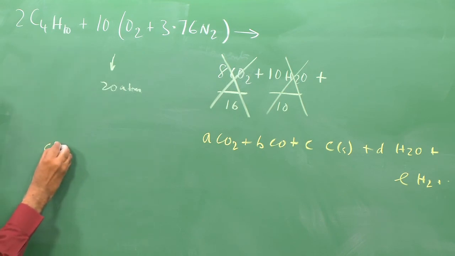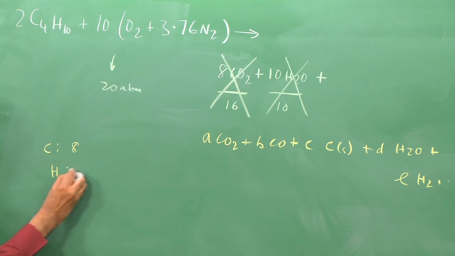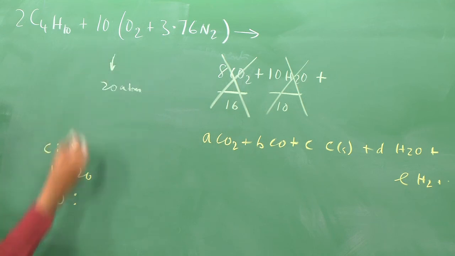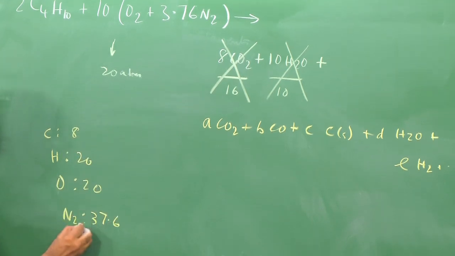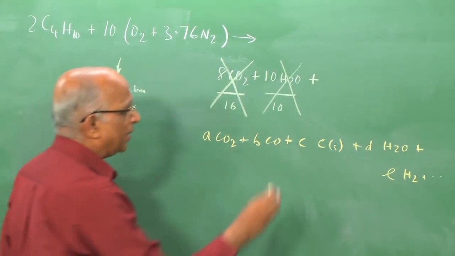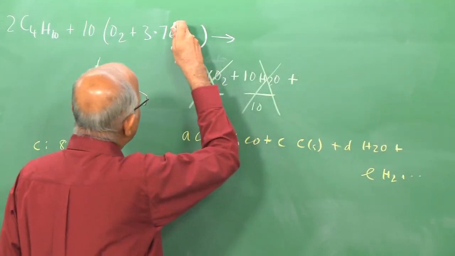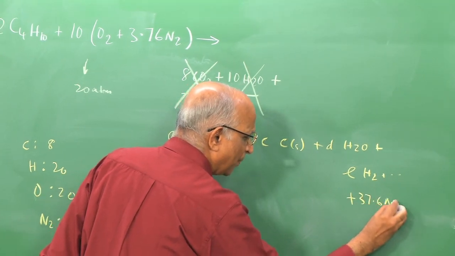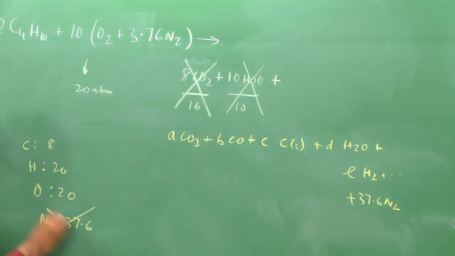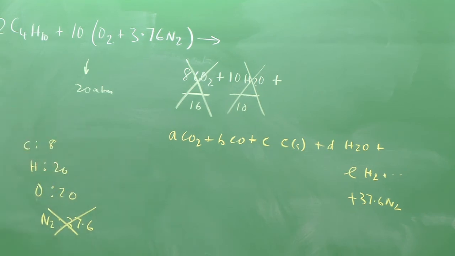Therefore, I say, well, carbon on the left hand side is 8, hydrogen on the left hand side is 20, oxygen on the left hand side is 20, nitrogen on the left hand side is equal to 10 into 3.76, that is 37.6. On the right hand side I will also get nitrogen, but if I presume nitrogen is inert, I get on the right hand side 37.6 nitrogen. Therefore, I am really not bothered about this. This comes on the left hand side and right hand side.